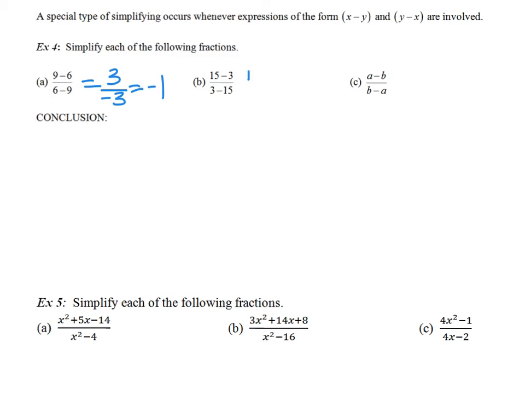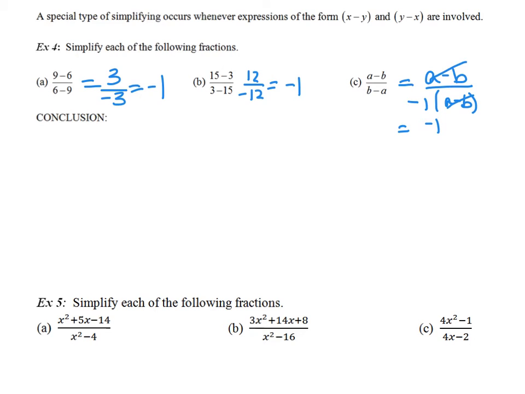Same with b. I'm getting a 12 in the numerator, a negative 12 in the denominator, and when I divide those, I also get negative 1. So we can take a look at c, which is in terms of variables. In the numerator, I've got a minus b. In the denominator, I can factor out a negative 1, and I would be left with a minus b. So the a minus b's could cancel, and when I do that division, I'm getting a negative 1.